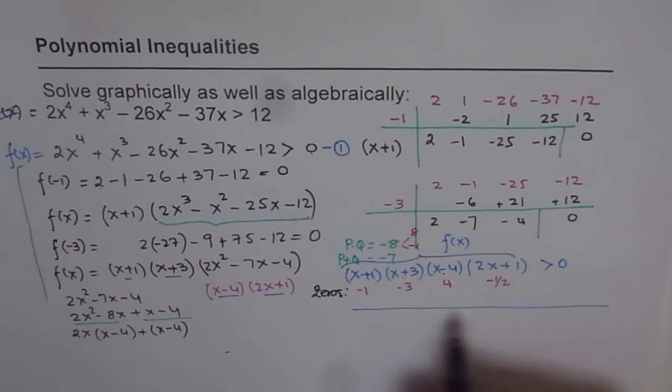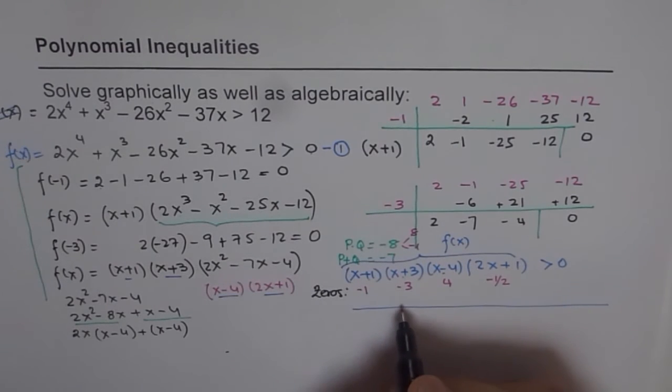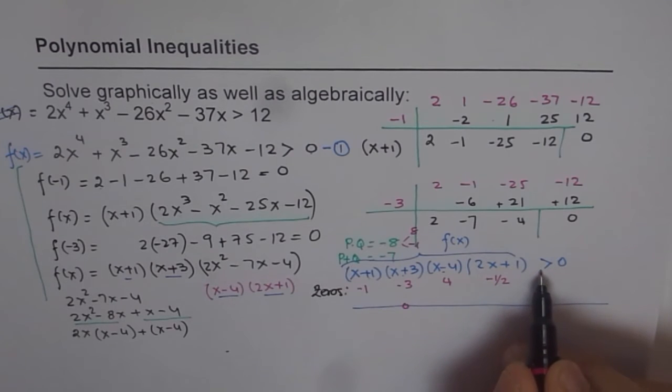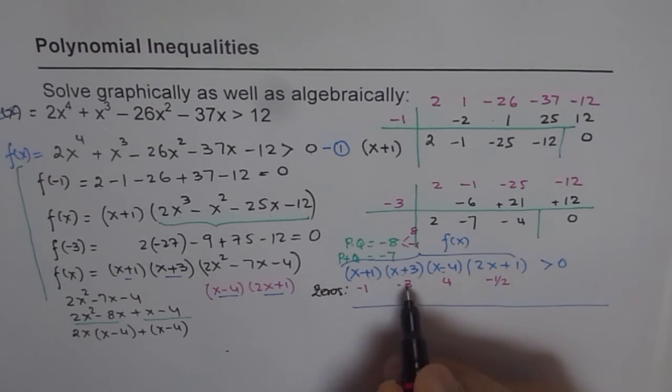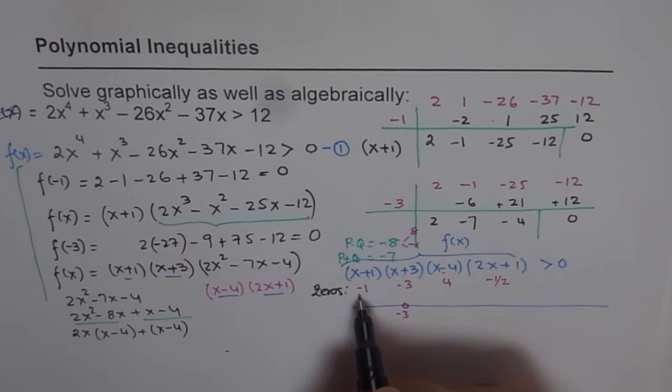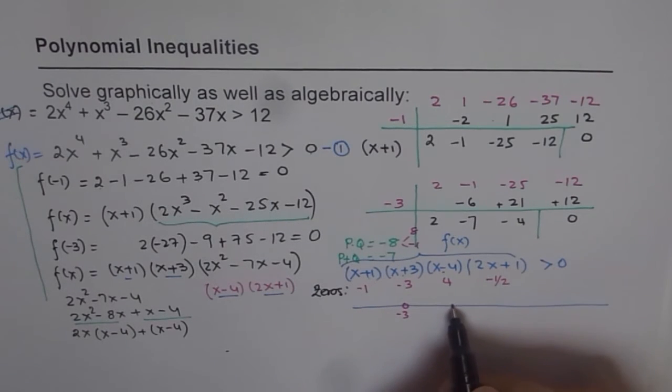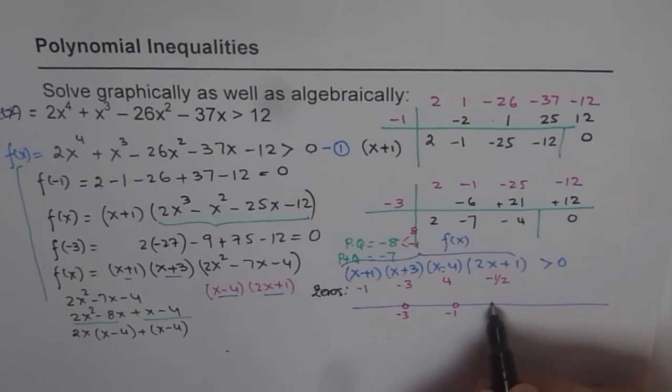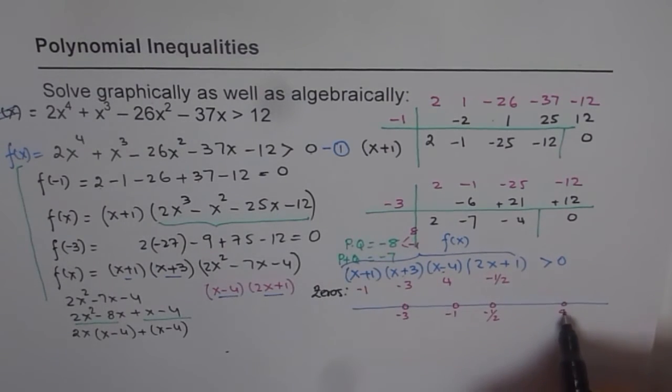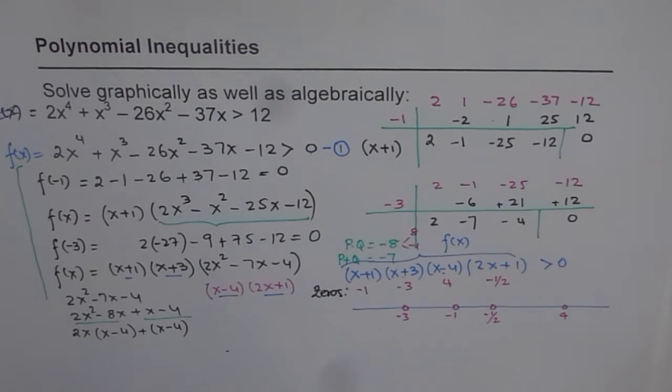On a number line, I can write down all these zeros. So let's say, I'm making hollow circles for 0 since the inequality is greater than 0. So this one is at minus 3. So let me write minus 3 here. The other one, next comes minus 1. So let's write minus 1 here, minus half here, and then we have 4. So these are the zeros for us.